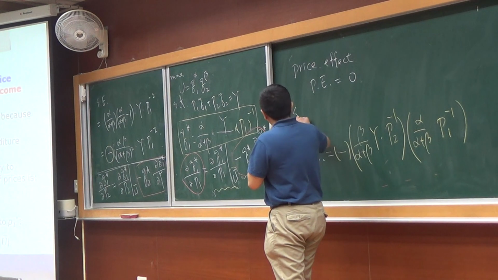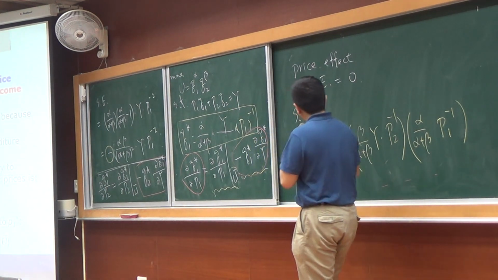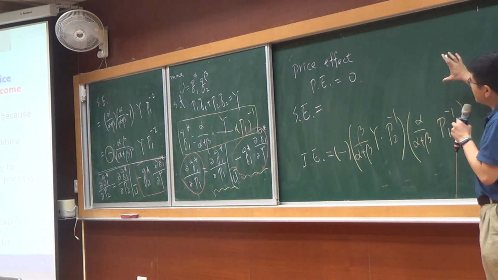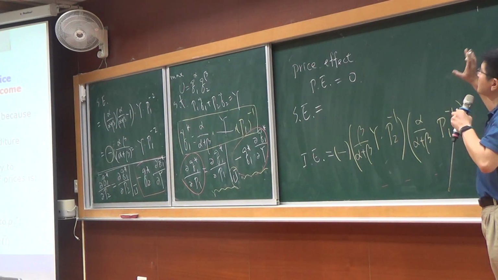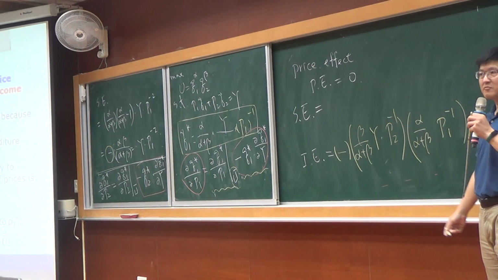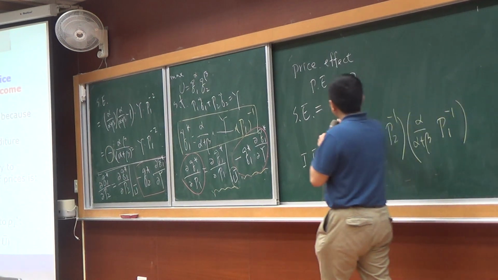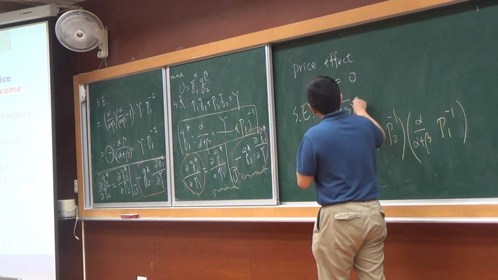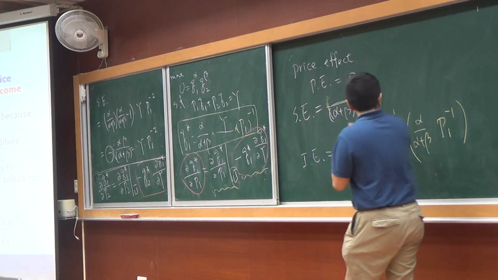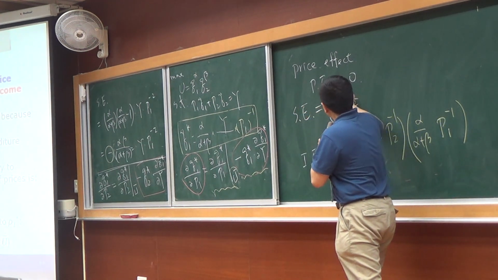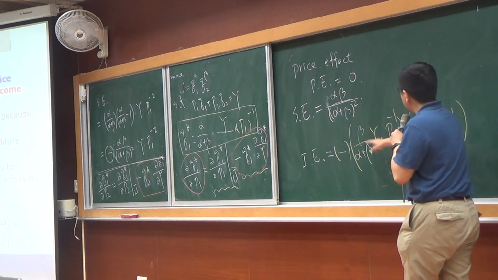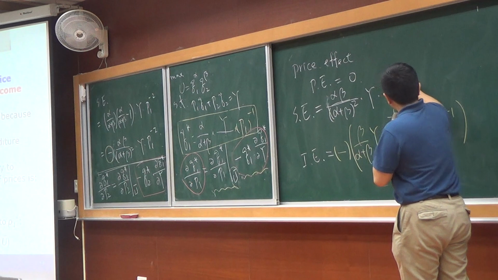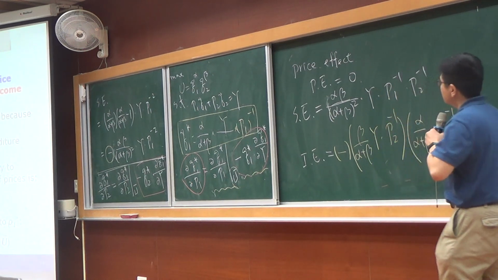So, what about the substitution effect? Because the sum of substitution effect and income effect would be the 0 price effect, right? So this part is easy. It would be alpha plus beta squared and alpha beta, and there is a y and P1 inverse, P2 inverse.